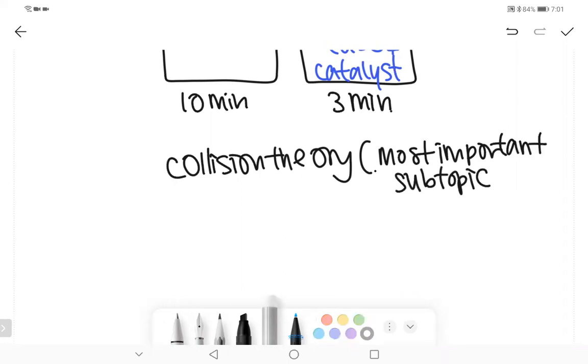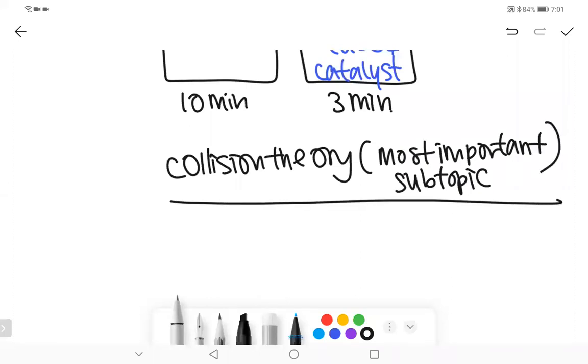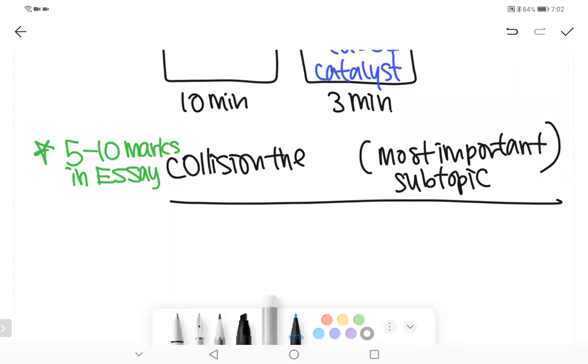And how important it is. It will always give you many marks. Collision theory, they can test you and then you can be awarded with 5 to 10 marks in your essay question. If you understand this concept, this is one of the easiest question to score 5 to 10 marks in essay. It is very popular in your paper. They ask collision theory almost every year. So please make sure all of you understand what is collision theory.